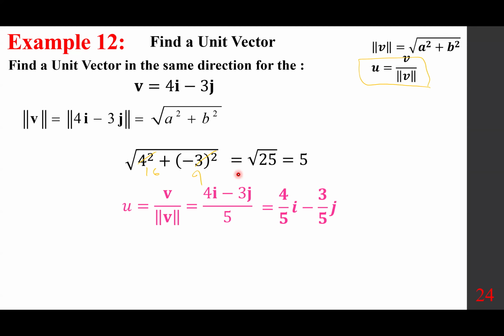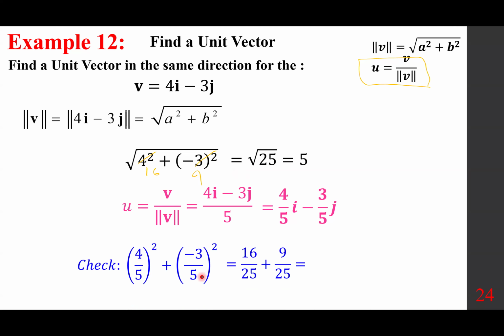And you can check by evaluating the magnitude and prove that it is equal to 1. So simply put, 4 over 5 quantity squared plus negative 3 over 5 quantity squared. This is 16 over 25. This is 9 over 25, which makes it 25 over 25 or 1. And you have to take a square root, but you already know the square root of 1 is 1. So that's the proof, believe it or not. Very straightforward. So unit vector, basically find the magnitude and divide by it.